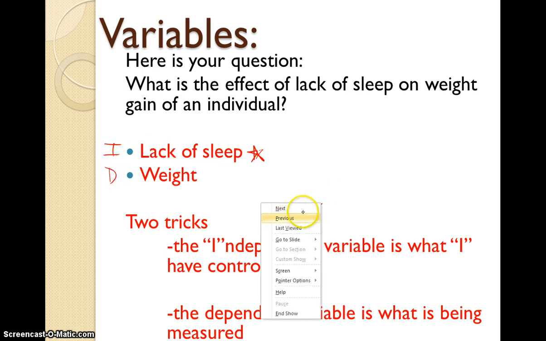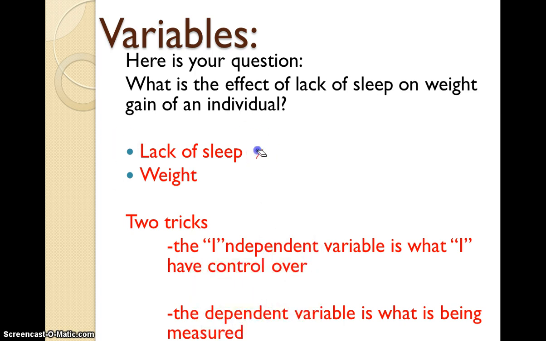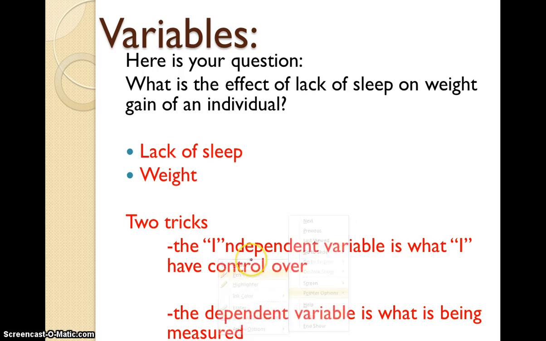Okay? You can also do this the other way around. So let me erase this just so I can explain it doing the other way. So let's say you're better at identifying the dependent variable. You can determine better what you're going to measure. Okay, well, you can do it that way too.